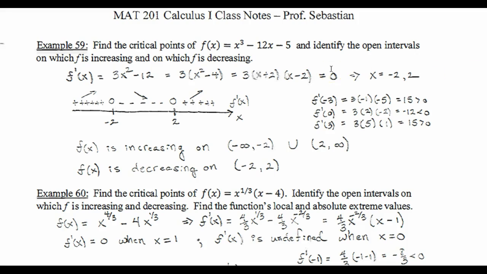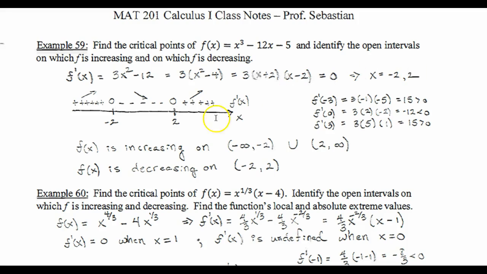So example 59. Let's find the critical points of f of x equals x cubed minus 12x minus 5, and then identify the open intervals on which f is increasing and on which f is decreasing. So if you take the derivative, it's a simple derivative, just power rules: 3x squared minus 12. Set that equal to 0. There's certainly no place where that doesn't exist, so the only critical points are where that's equal to 0. That quadratic is easily factorable into x plus 2 times x minus 2. So we have two critical values, x equals minus 2 and 2.